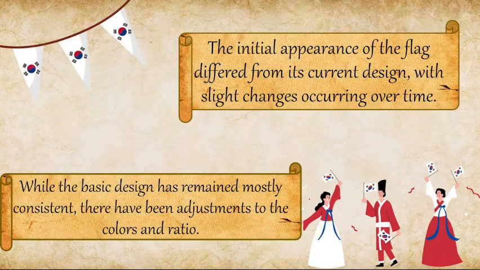Now, the initial appearance of the flag differed from its current design. So, it means that slight changes occurred over time. But the basic design remained consistent, and there were a few adjustments regarding the color and the ratio of the flag. Okay, so this is the story behind the Korean national flag Taegukgi. It's a very short story, but very important to know, because you should know what happened for the flag to come into existence, right?